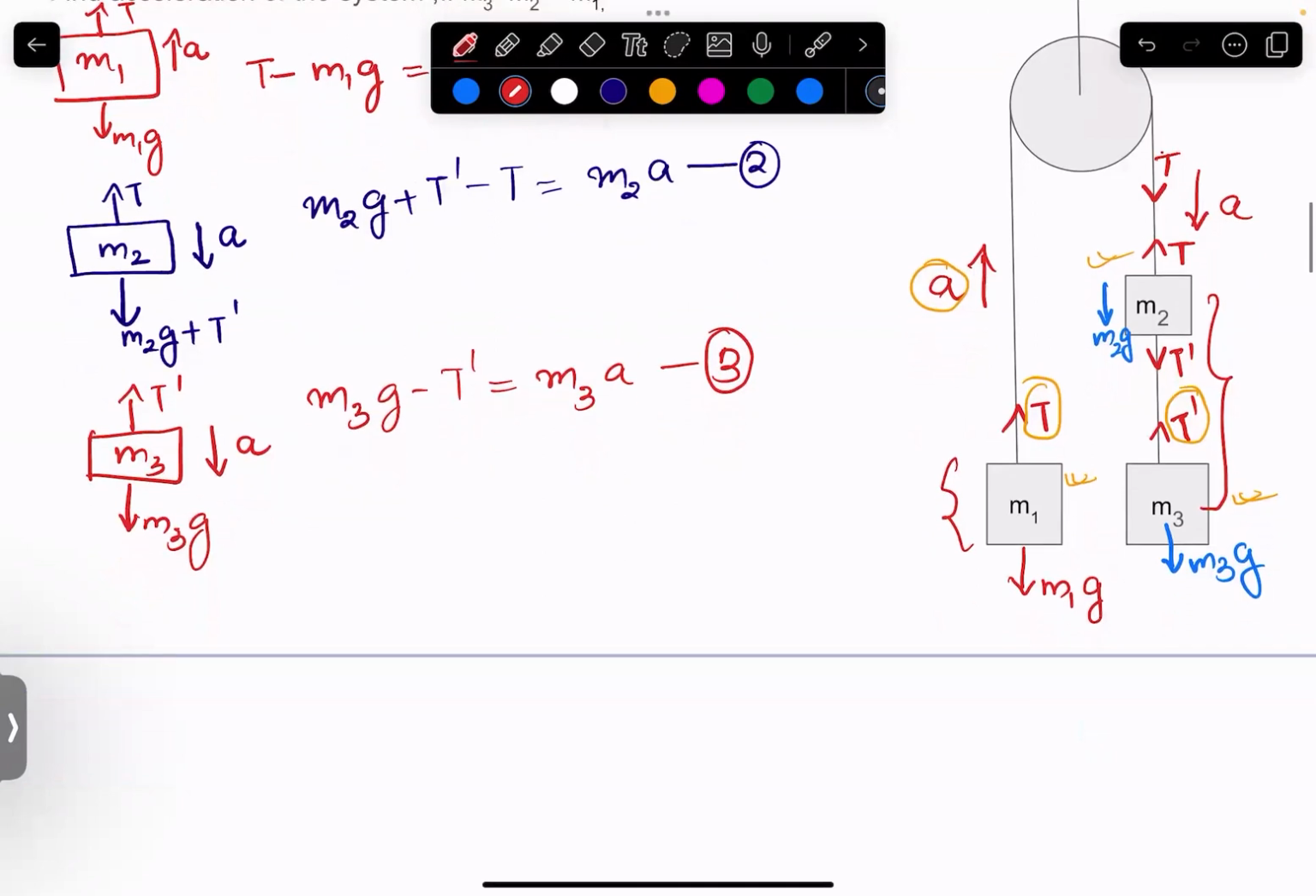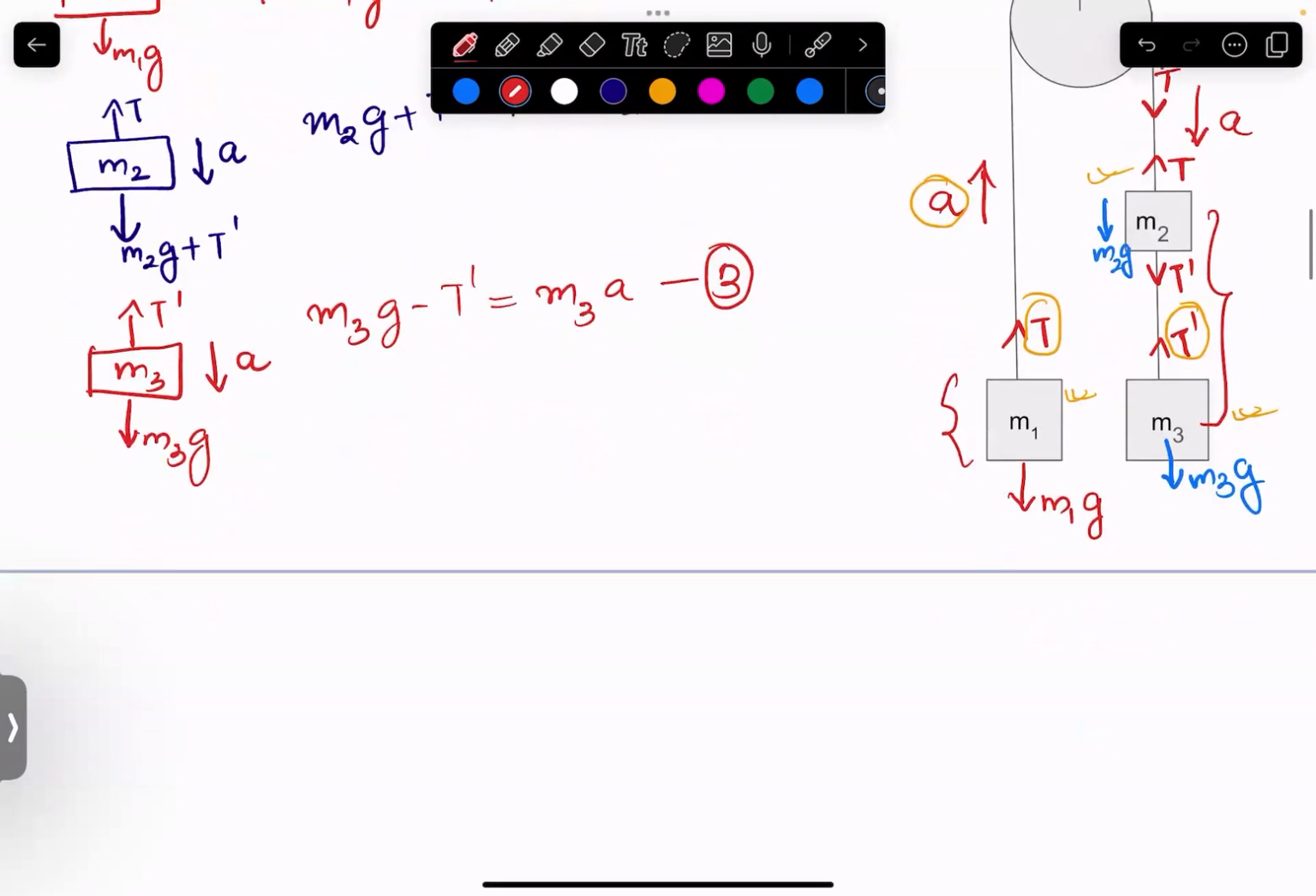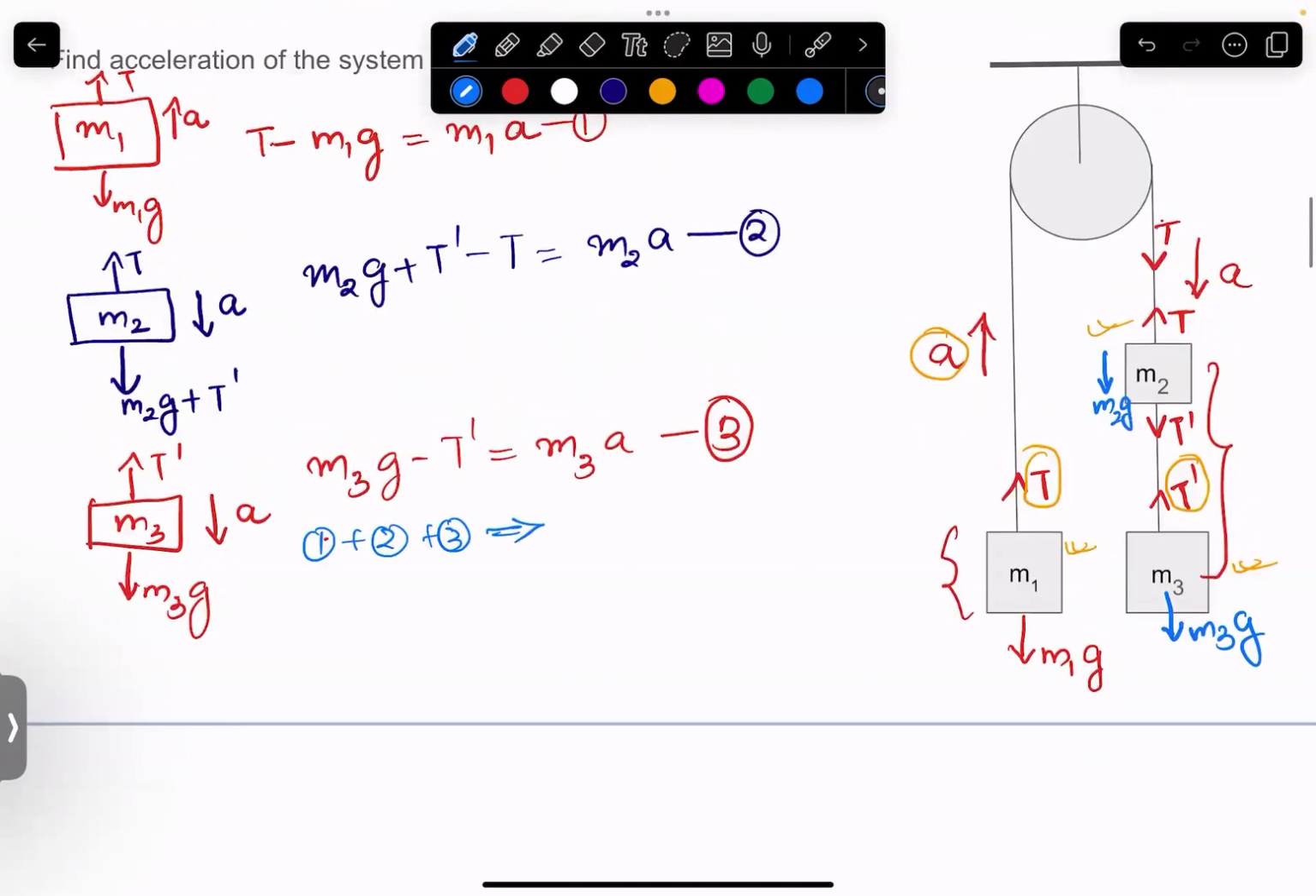How to solve it? You simply add all these together. You'll be getting what? 1 plus 2 plus 3. You'll be getting T minus m1g plus m2g plus T dash minus T plus m3g minus T dash is equal to m1a plus m2a plus m3a.